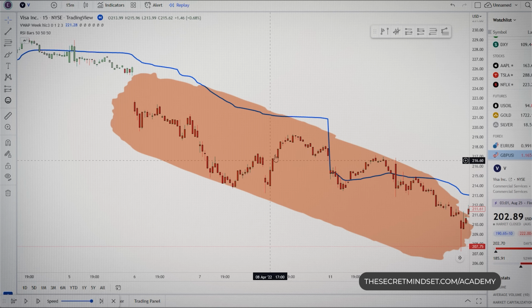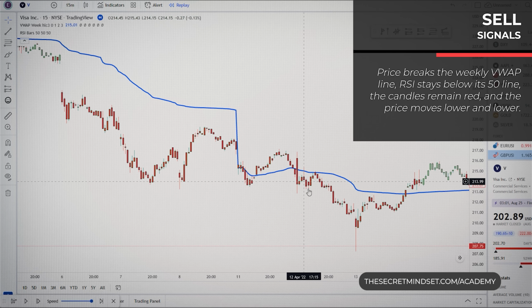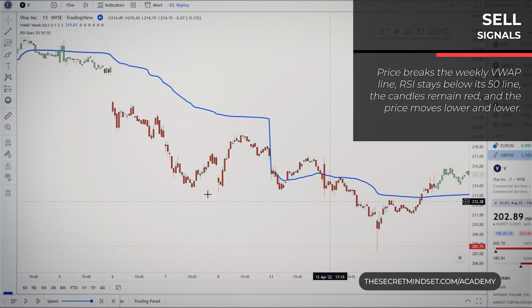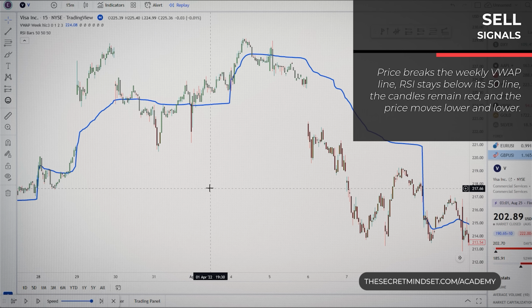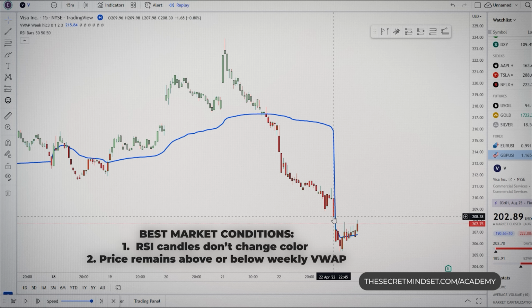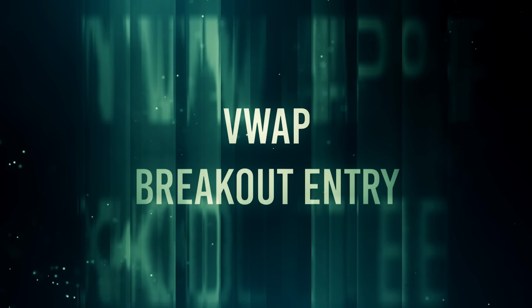The same for short signals. Price breaks the weekly VWAP line. RSI stays below its 50 line. The candles remain red, and the price moves lower and lower. These are the best market conditions that you should trade, when the RSI candles don't change color and the price remains above or below the weekly VWAP.